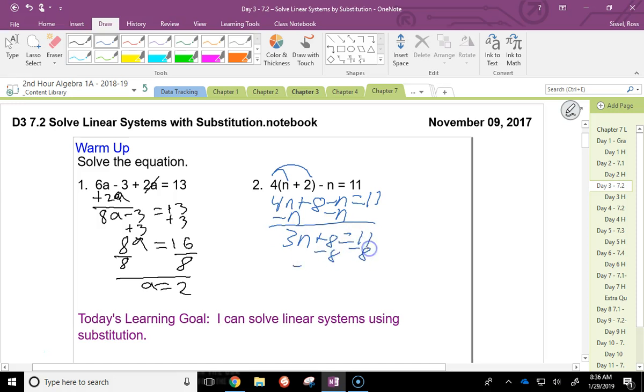It's like I'm saying 4n minus n. So you do that first. 3n plus 8 equals 11. Then he's going to minus 8. 3n equals 3. n equals 1. All right. Thank you, Joshua. Caitlin, good job paying attention. So, 1 for you, 1 for you.